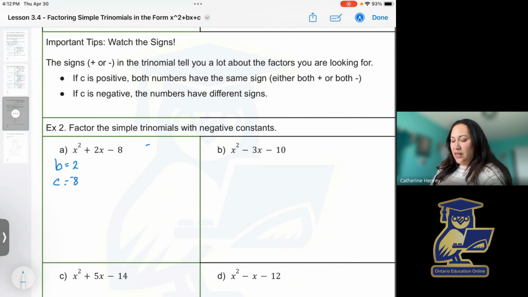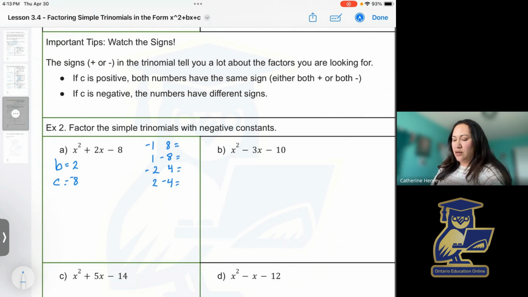So I can do negative 1 and positive 8. I could do positive 1 and negative 8. I can do negative 2 and 4, and positive 2 and negative 4. And I think those are all the factors. So now I'm going to go ahead and check each pair and what they add up to be, and then we'll find the ones that match.